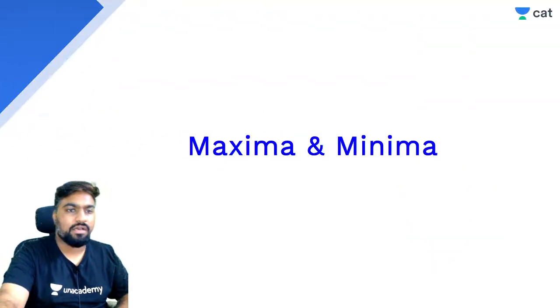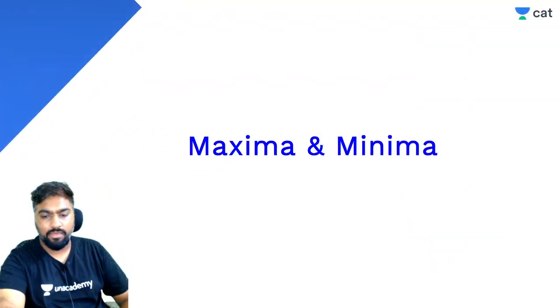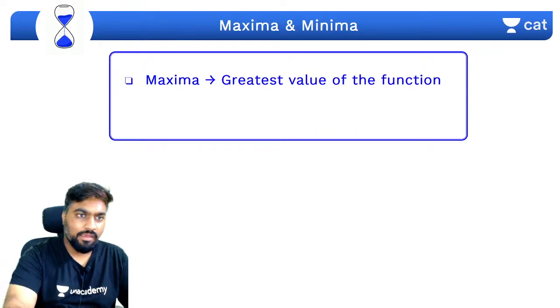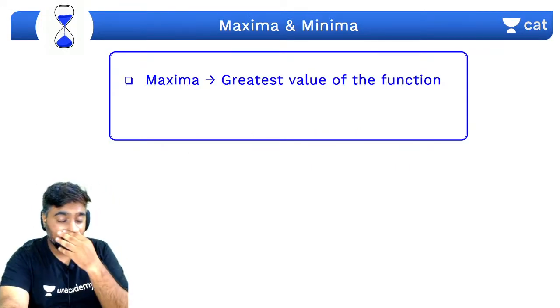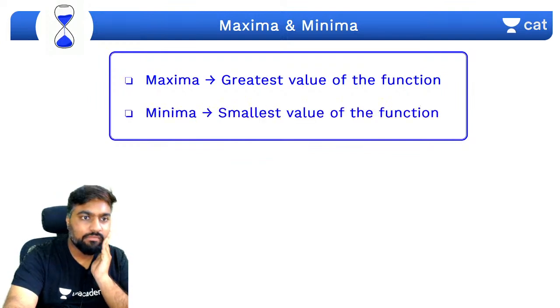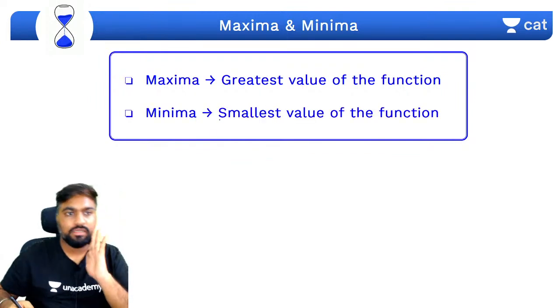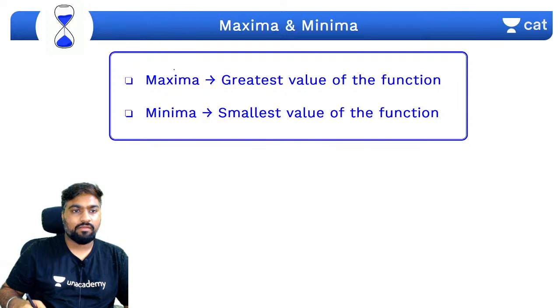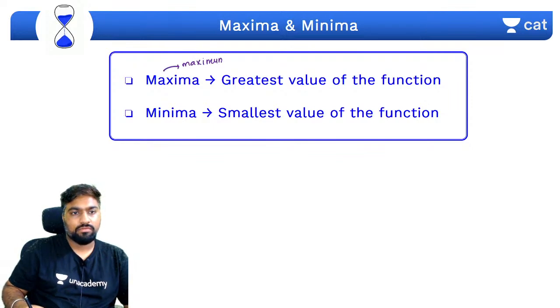Okay, first let's talk about what do we mean by maxima and minima. Yes, maxima is the greatest value of the given function and minima is the smallest value of the given function. Yes, maxima stands for maximum value and minima stands for minimum value, something that we could figure out.